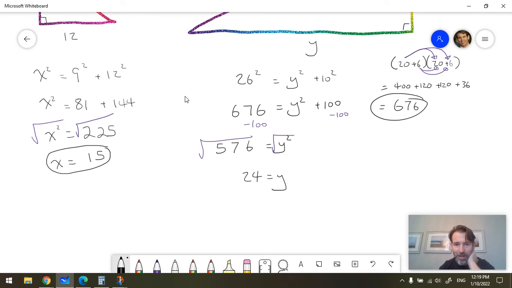24 equals y. Okay, cool. All right, how do I know? Well, let's do it on a calculator. Okay, I'm going to type in the square root of 576 equals 24. Okay.